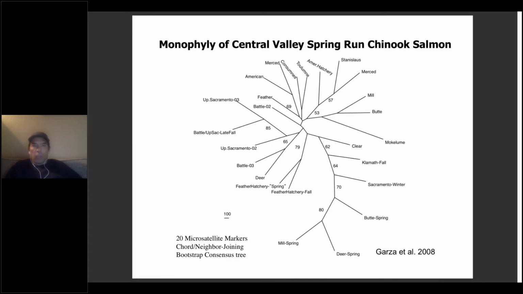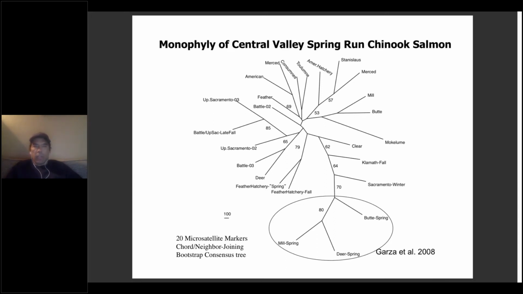And what I want you to note here is a couple of things. One is that the naturally spawning spring run, or the populations that have only naturally spawning spring run, are all monophyletic. They're all each other's closest relatives. And this tree might make it look like they're actually derived from winter run, but it's actually the other way around. These trees can be hard to interpret, even for geneticists.